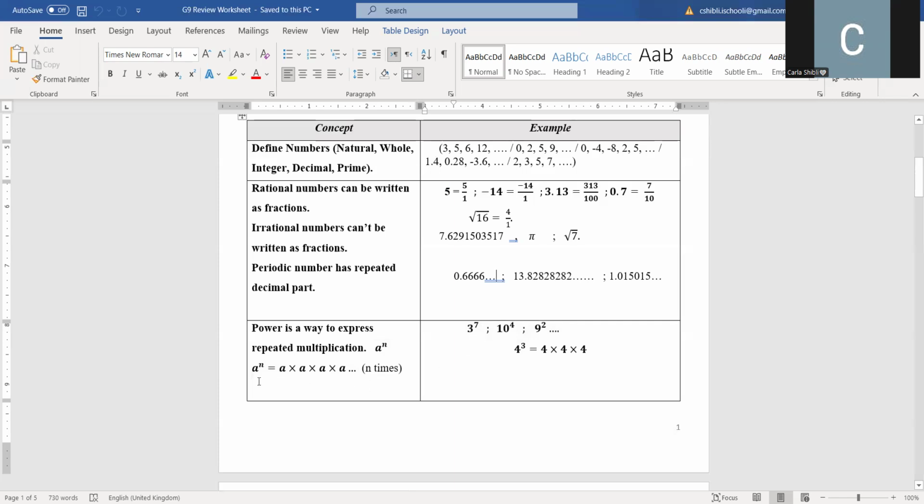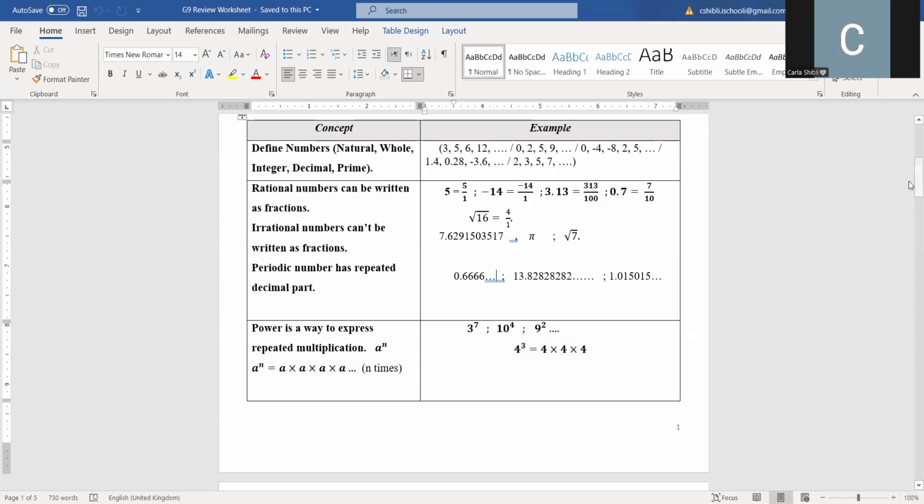9 squared. If we have a power and we want to calculate its value, for example, a to the power n, we multiply a by itself n times. 4 cubed equals, we multiply 4 by itself 3 times, 4 times 4 times 4.